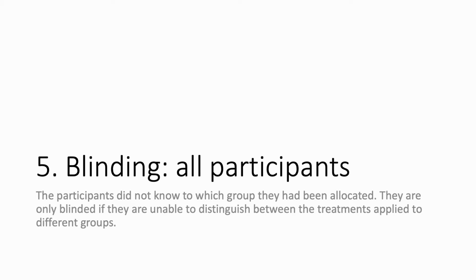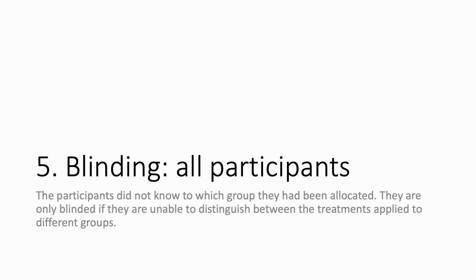Items number 5 through 7 have to do with blinding, and so we'll tackle number 5 first. They want to know if all participants were blinded. Did they know to which group they had been allocated? This one can be a little bit tricky because the researchers can sometimes claim that there was blinding on behalf of the participants. However, participants are only considered to be blinded if they are unable to distinguish between the treatments that are applied to the different groups.